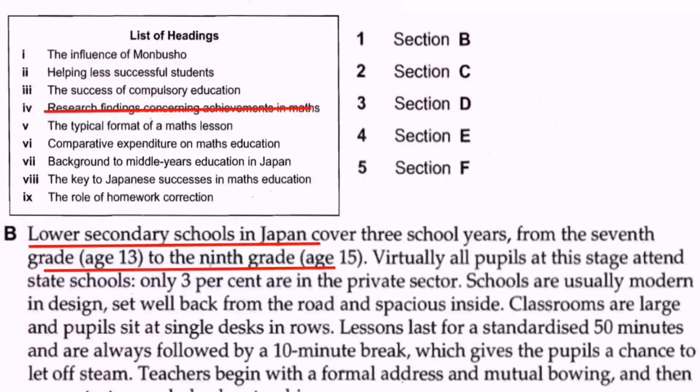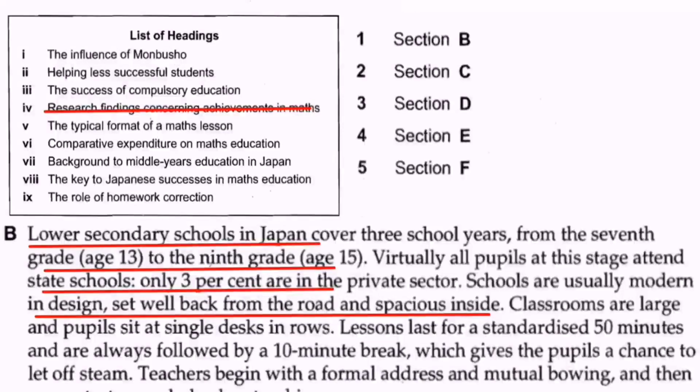Virtually all pupils at this stage attend state schools. Only 3% are in the private schools. It means all students go to the government schools, only 3% join the private sector. Schools are usually modern in design, set well back from the road and spacious inside. It means that the buildings of the schools are modern and they are built away from the roads, and these schools are also very spacious, not congested.